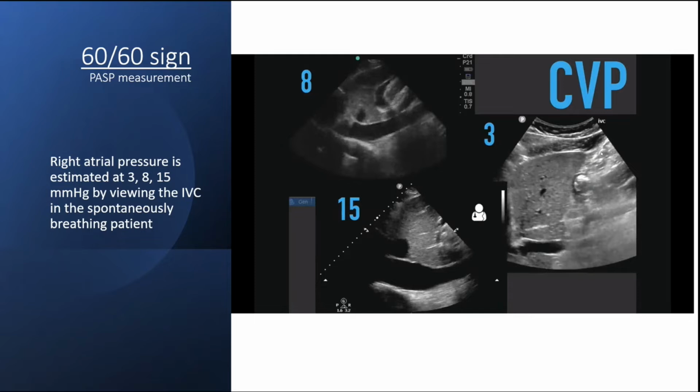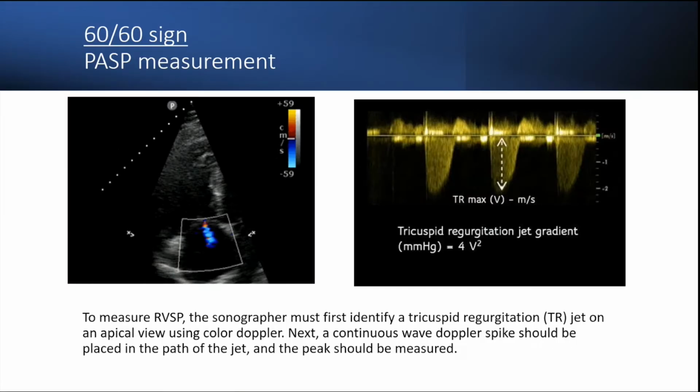After we have the RA pressure, then we can start measuring the tricuspid gradient. In order to measure the tricuspid gradient, we must first identify the tricuspid regurgitation. If there's no regurgitation, then we cannot measure the gradient.